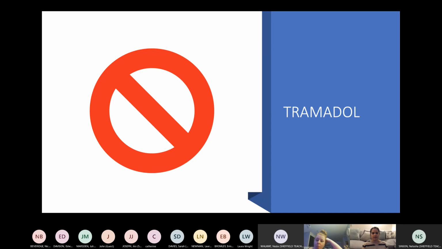I've just put a big red sign over tramadol. In the older person, just don't use it. You've got so many other choices, so just don't. I've recently had a patient on orthogeriatrics who came from orthopedics on tramadol, and they came to me and asked me why he was confused. So just don't.